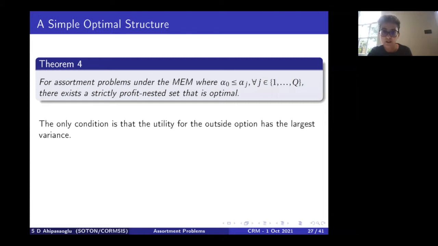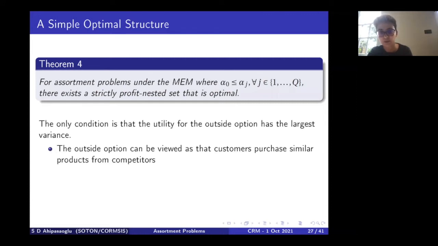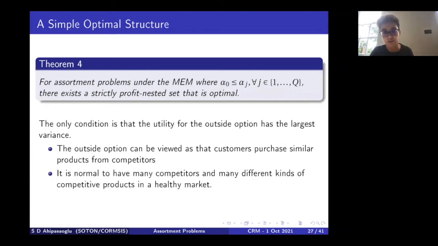And we think that these assumptions are economically reasonable because they say that the utility for the outside option has the highest variance. This is reasonable because the outside option corresponds to the customer going outside and buying from various different retailers. And of course you would expect variability in their utility. So that is a reasonable assumption.